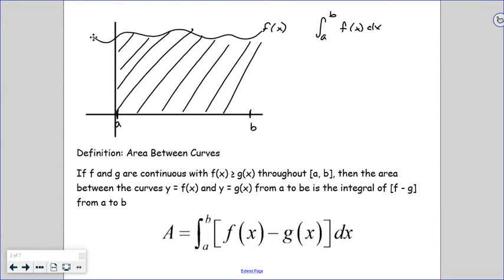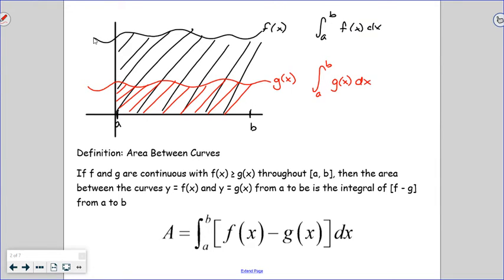And if we were to put a second picture in there, let's say some function g of x, the area under that curve would be represented by the integral from a to b of g of x. Good? But if I wanted the area that was between the curves, like here, like the blue stuff, wouldn't I just be subtracting the red out of the black?